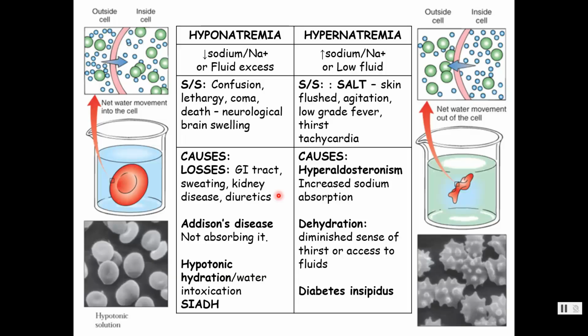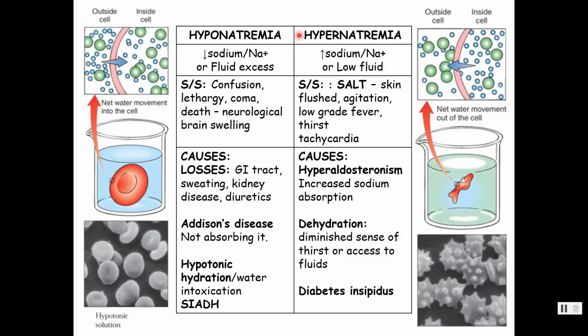You can be losing your sodium from the gastrointestinal tract, through sweating, kidney disease. Certain diuretics can cause that to occur. Perhaps there is a lack of aldosterone, so Addison's disease. You could also dilute out your sodium by hypotonic hydration, so that water intoxication. You could be releasing too much ADH. So remember that syndrome of inappropriate antidiuretic hormone. So you could also just be holding on to too much water and diluting out your sodium that way. So hyponatremia, we have low sodium values in the extracellular fluid, and that's basically the same as water intoxication.